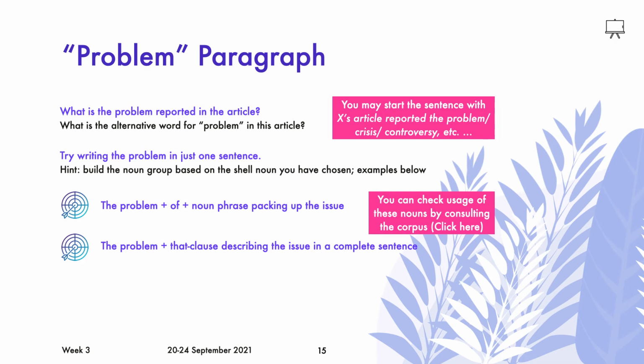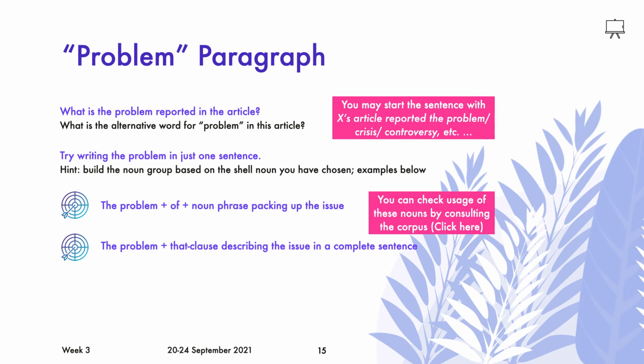As I said in the guiding questions, you may want to write the summary in 2 paragraphs. Because it's a problem-solution article, very naturally you will want to spend 1 paragraph talking about the problem described in the article. So what you may start describing in your summary text would be, what is the problem reported in the article?